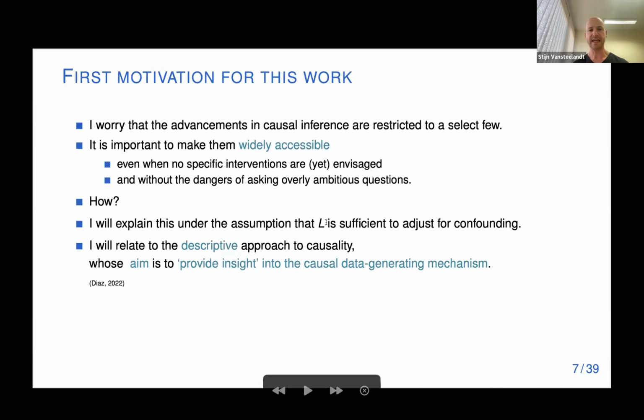And so what I'll do, to handle the concerns I just talked about, is relate back to the descriptive approach to causality, which has a less ambitious aim to provide insight into the causal data generating mechanism. And I want to be clear, I don't view this as a substitute to the prescriptive approach to causality when we do have clear interventions in mind. I think that is the way to go, but I view this as a feasible strategy that is hopefully better accessible to non-statisticians, especially in those cases where we don't have specific interventions in mind.